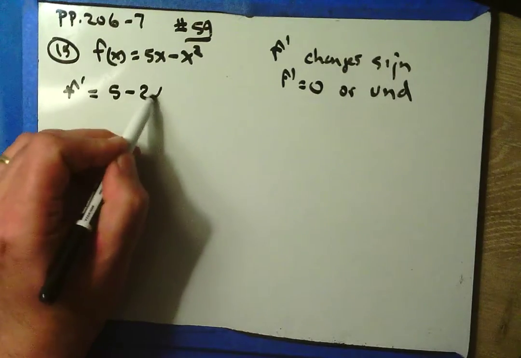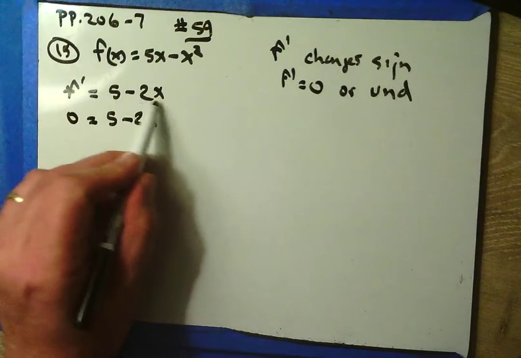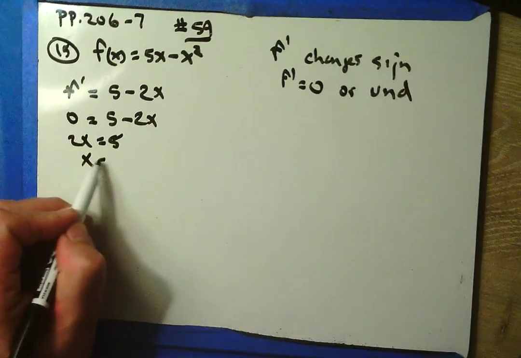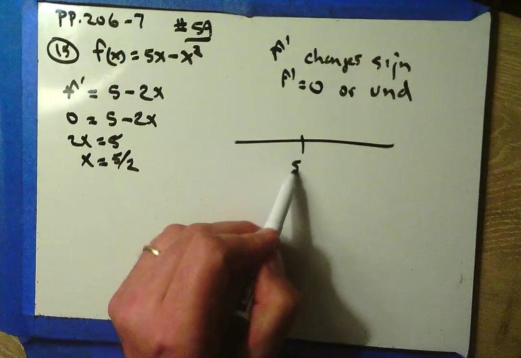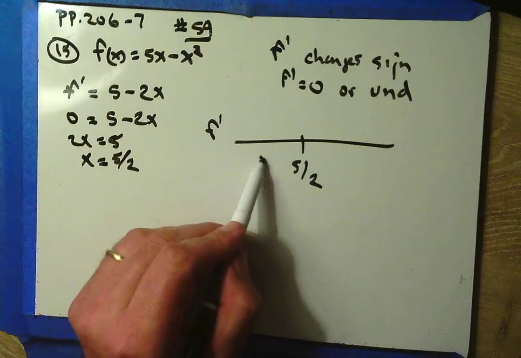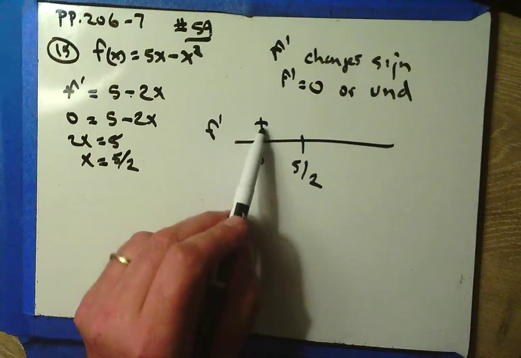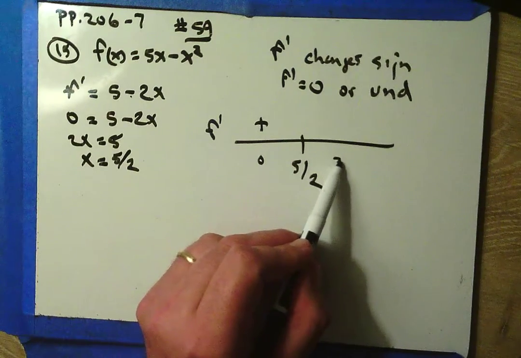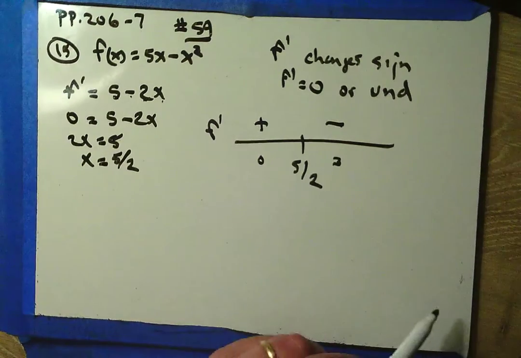That'll be 5 minus 2x, and we set f prime equal to 0 because this is a linear equation, and that's never undefined. So 2x equals 5, or x equals 5 halves. Okay, so I have a critical number, 5 halves, from my f prime sign chart. If I plug a 0 in here, I get a positive, right? 5 minus 0 is 5, that's positive. And if I plug in something bigger than 5 halves, like 3, 2 times 3 is 6, and 5 minus 6 is negative 1.